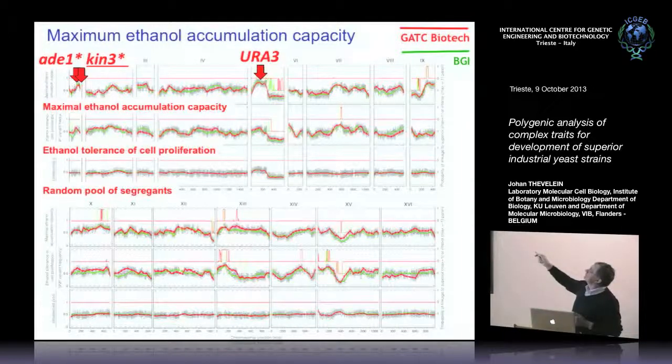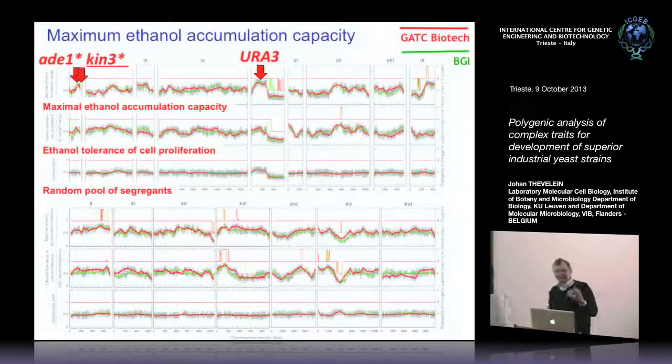We had the sequencing done by GATC Biotech, a company in Konstanz, and also by BGI, and we compared the results, and actually you can nearly superimpose them. So it shows that the technology is very robust, even if the sequencing is done by different companies.